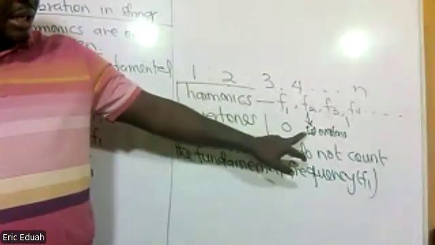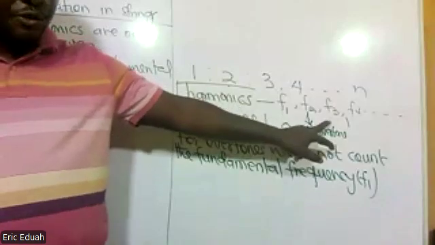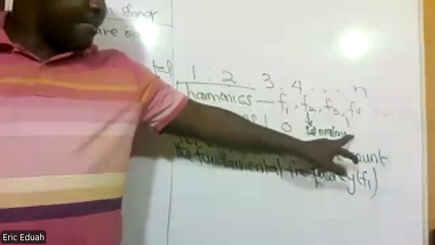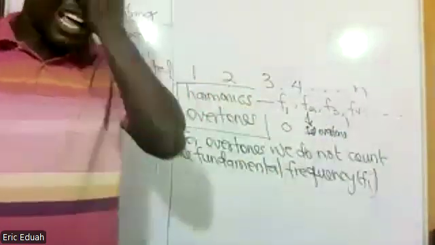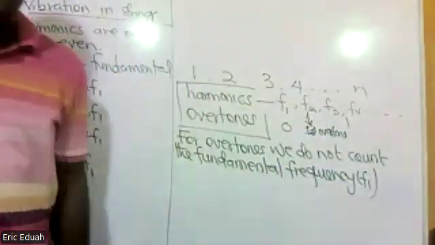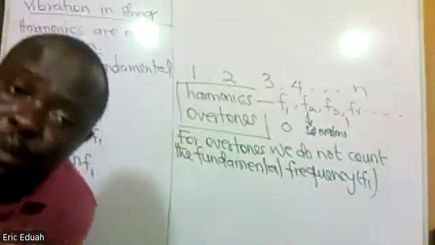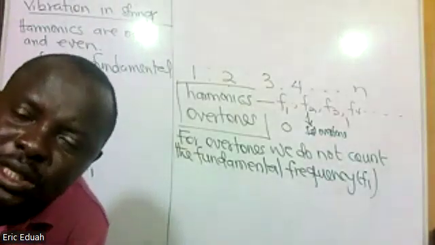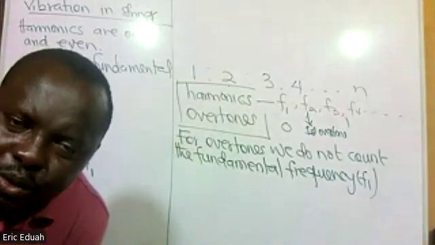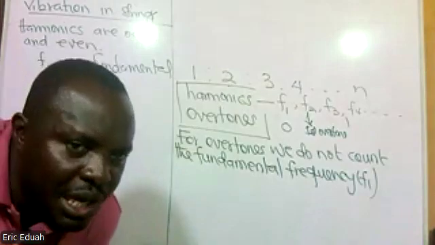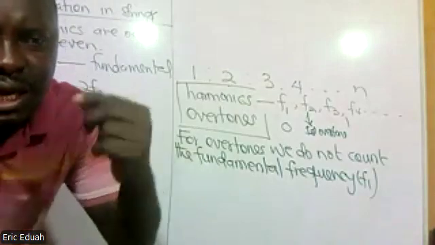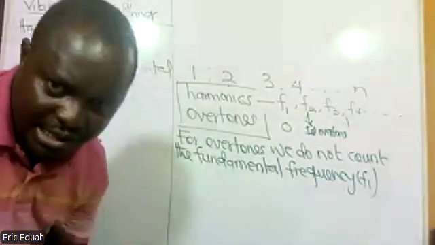So that is the difference. F2 becomes the first overtone, F3 becomes the second, F4 becomes the third, F5 becomes the fourth, and so on and so forth. So in questions, instead of harmonics, they will use overtones. When the talk is about overtones, you need to be able to associate the overtones to harmonic.